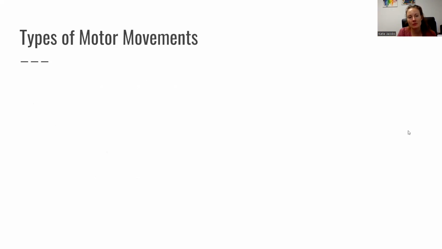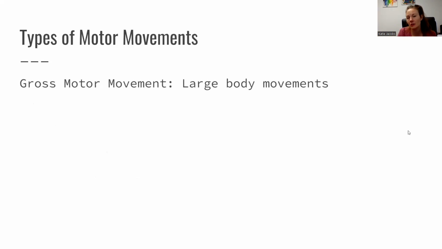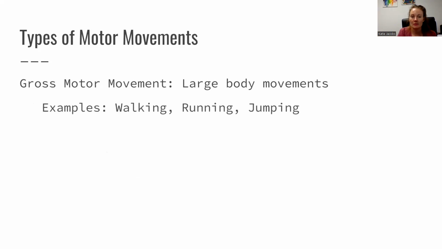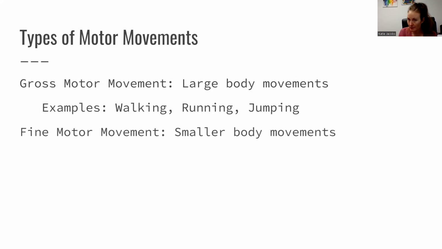So there's different types of motor movements. There's gross motor movements, which are large body movements. So examples of that are walking, running, jumping. We also have fine motor movements, which are these smaller body movements, for example, writing or cutting.